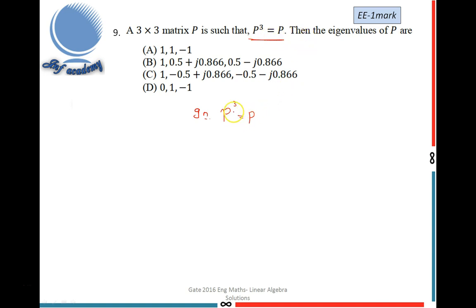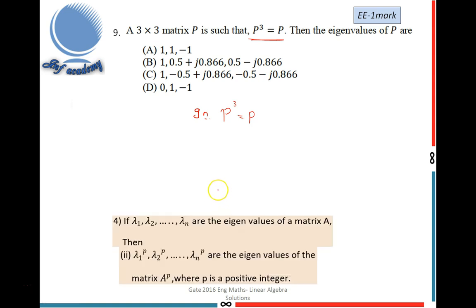That means these two matrices have the same eigenvalues. P and P cube have the same eigenvalues because P cube equal to P. Now I explain one property: if lambda 1, lambda 2, up to lambda n are the eigenvalues of A, then lambda 1 power P, lambda 2 power P, up to lambda n power P are the eigenvalues of the matrix A power P, where P is a positive integer. Here P cube equal to P, so these two matrices have the same eigenvalues.